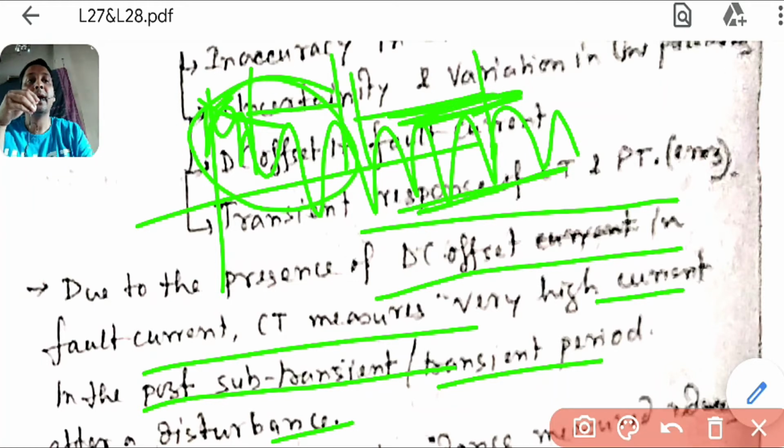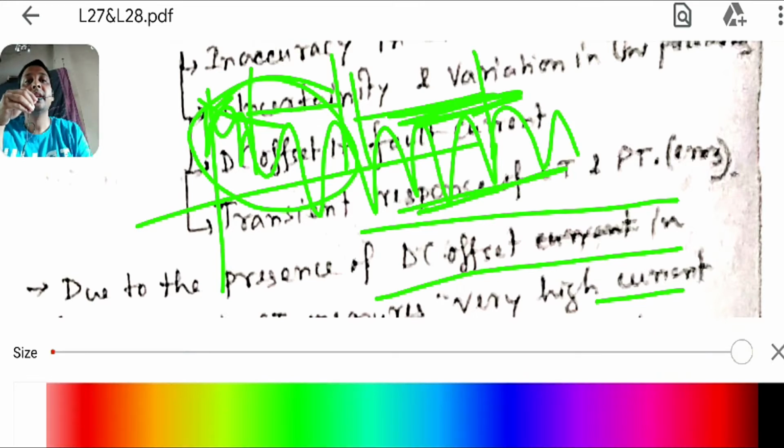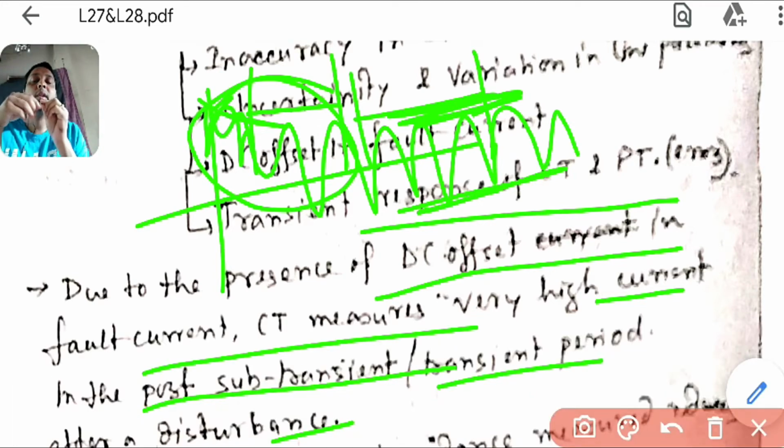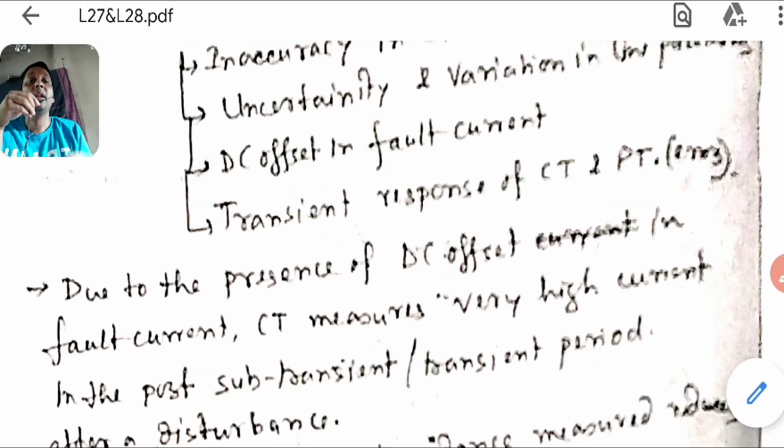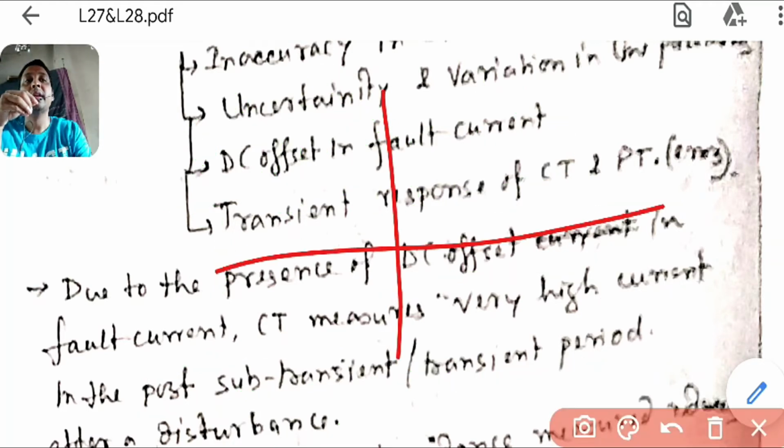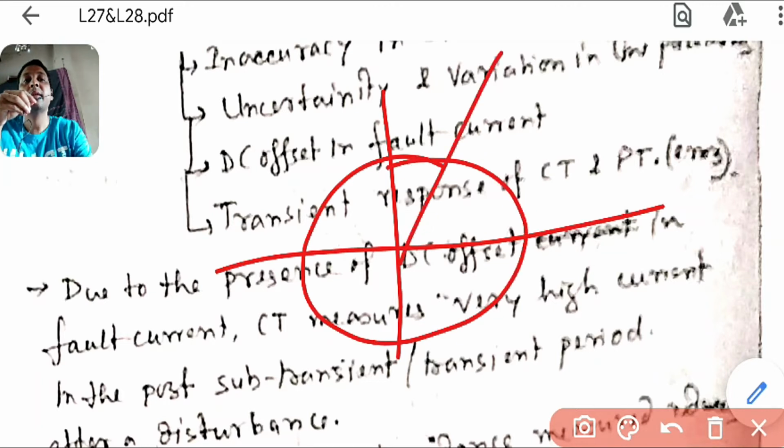As this current is very high, what will happen? Your Z will get reduced. Once your Z gets reduced, the relay will overreach. Suppose you have a SIR, a simple impedance relay. This is your Z set value. If your fault current increases, that means Z will reduce. That means the length, whatever Z it was, will be a little less.